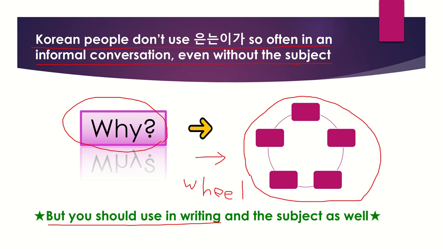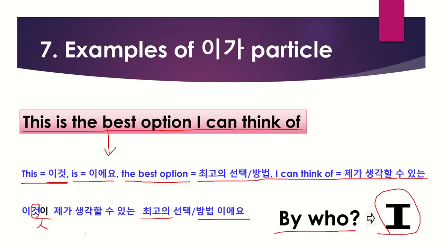Alright, but without the subject marking particle 은는이가, okay, this is really hard. Okay, so when your Korean level reaches the high advanced level, right? Until that, I want you to stick to the standard grammar. Okay? Right? Like this. 이것이 제가 생각할 수 있는 최고의 선택이에요. Like this. Okay? Use the particle 이. Okay?